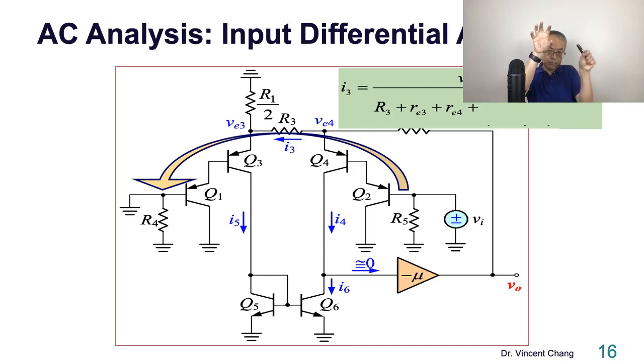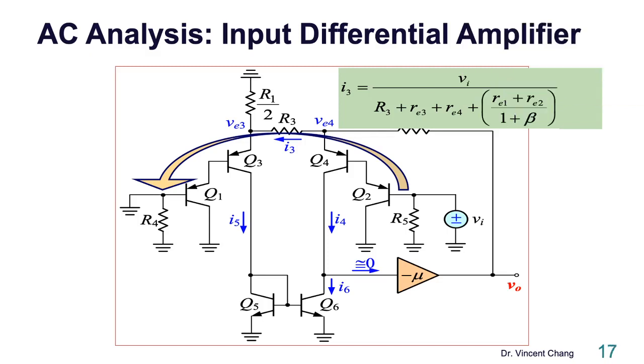So from the perspective of the base, it should be reflected back to the emitter divided by 1 plus beta, right? So RE1, RE2, it's the base of Q3, Q4. So you have to reflect back, divide by 1 plus beta, back to the emitter of the differential. So here's the first step, the I3, you have to get this right.